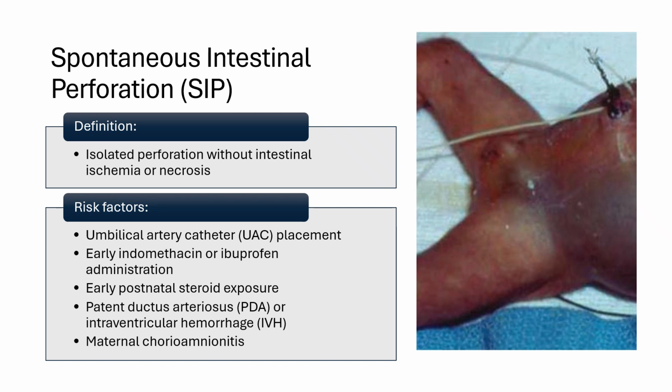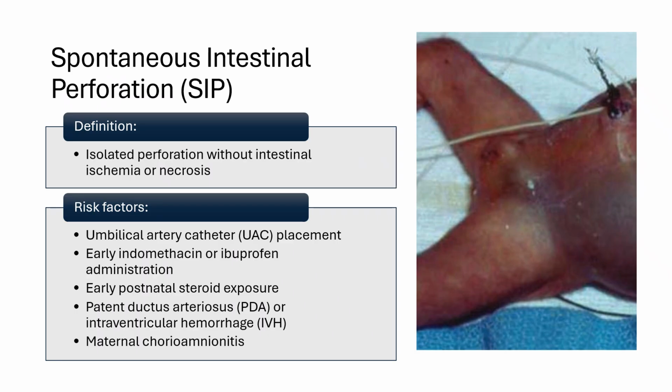Several specific risk factors predispose infants to spontaneous intestinal perforation. Umbilical artery catheter placement creates mechanical irritation and potential vascular compromise. Early administration of indomethacin or ibuprofen for patent ductus arteriosus closure can reduce mesenteric blood flow, contributing to intestinal wall weakness. Postnatal steroid exposure, particularly in the first few days of life, may impair intestinal barrier function and healing.